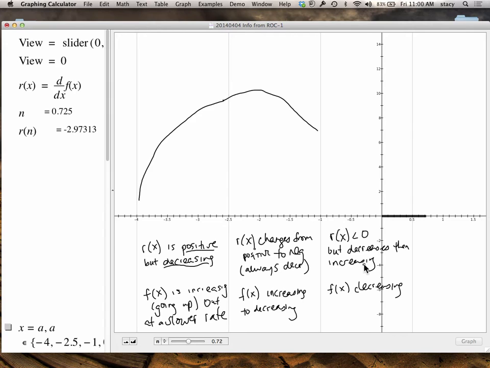So visualizing, what am I going to draw? What am I going to draw?